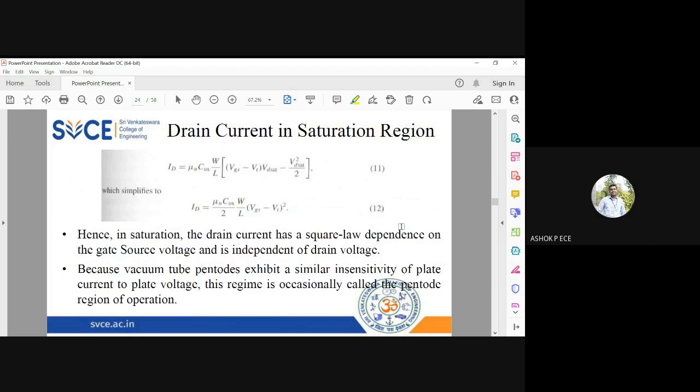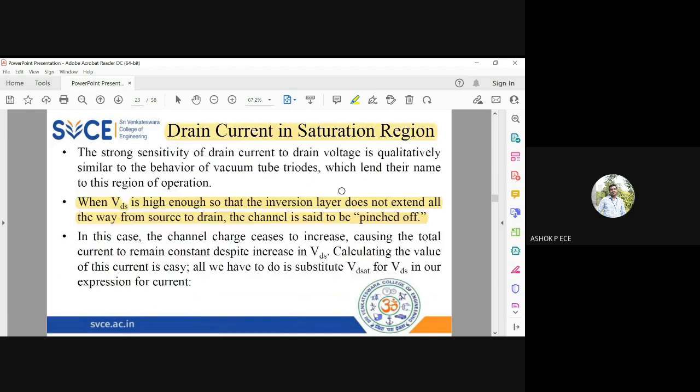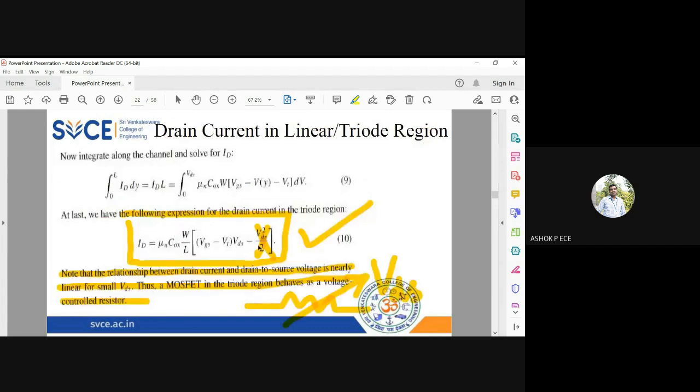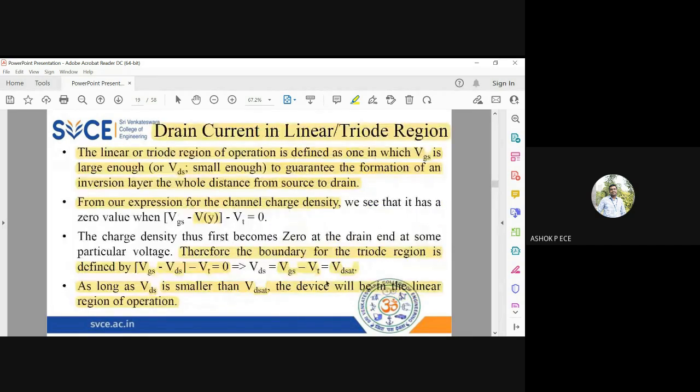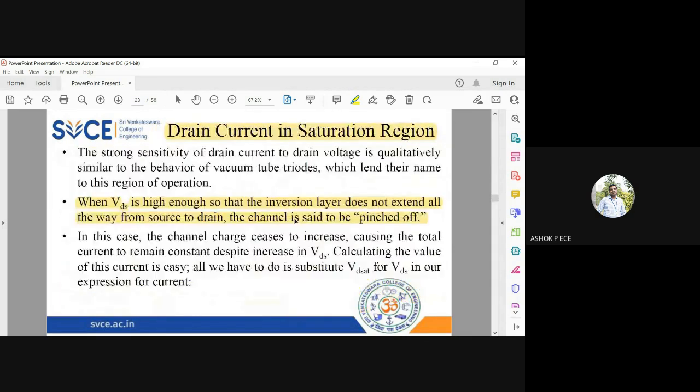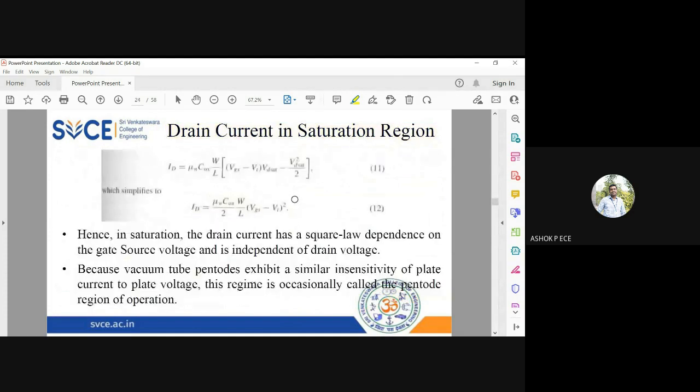For the saturation region also, we are going to have the drain current equation. The same drain current equation we are going to take, and we are going to put VDS equal to VDSat. The only change is VDS equal to VDSat. And already we know the expression for VDSat. Already we have derived that VDSat is equal to VGS minus VT. So if you substitute that and simplify, you will get the final expression for drain current in the saturation region as: ID equal to (VGS minus VT) the whole square.